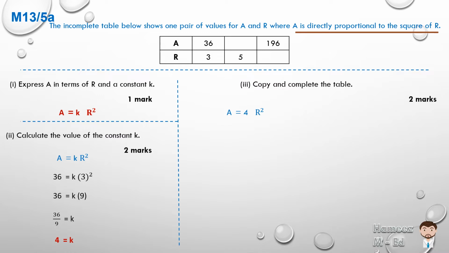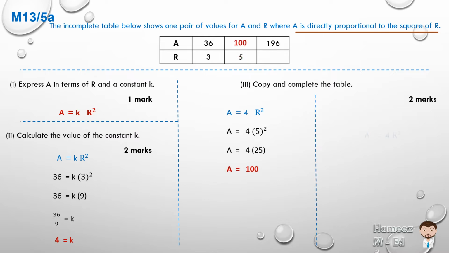And if we substitute, let's look at the third column coming down here. We know r is 5, but we don't know the a value. So we can substitute a is equal to 4 by 5 squared. So that's 4 by 25. So a is equal to 100. So let's bring that up in the table.